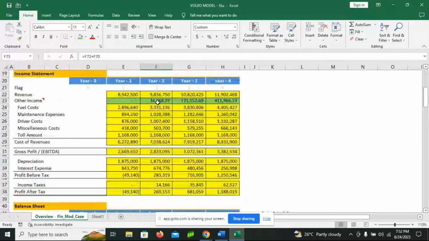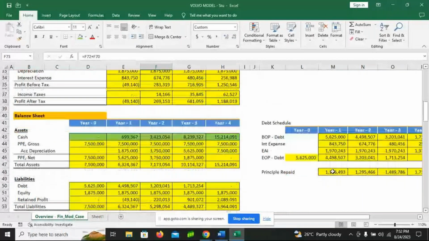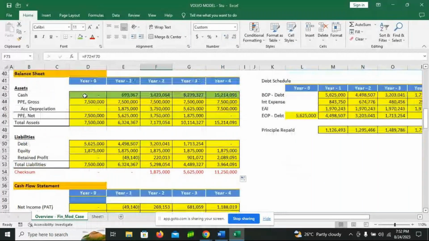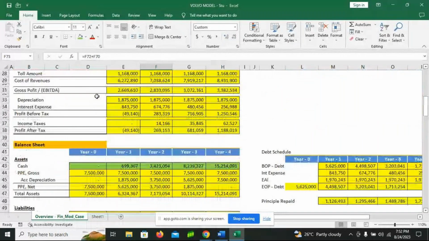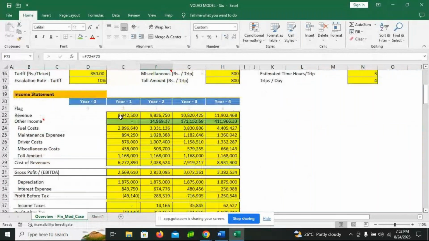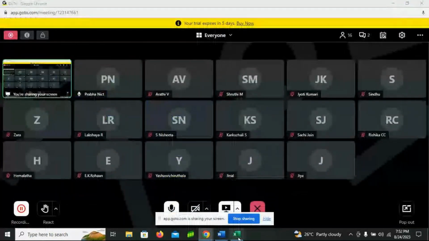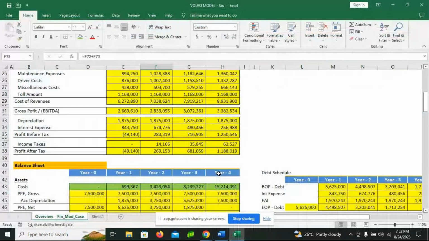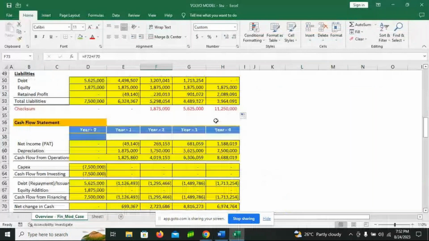First you need to calculate the income statement, then the debt schedule, then the balance sheet, and then go for the cash flow statement. Then put the values for cash and other incomes last, once you have finished your cash flow statement. Somewhere I have made a mistake, but I am not able to analyze where. Extremely sorry about today's class due to network issues.